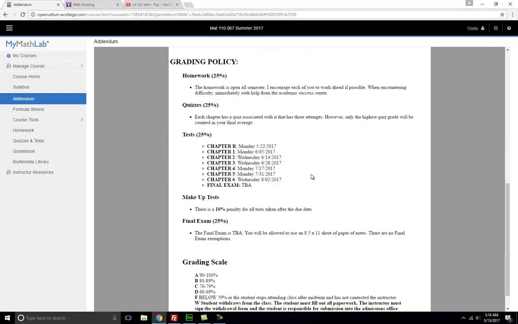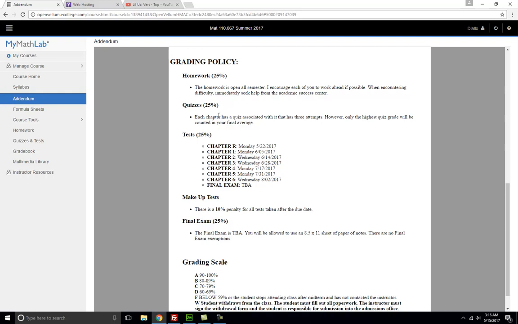Next, we have the grading policy. Within the grading policy, there are 4 categories, which are homework, quizzes, tests, and the final exam. Each category is weighted at 25%. The homework is open all semester long. I encourage you to work ahead of the schedule if possible. Whenever you are encountering trouble, you immediately want to seek help from myself, as your instructor, during the appointed office hours or the Academic Success Center.